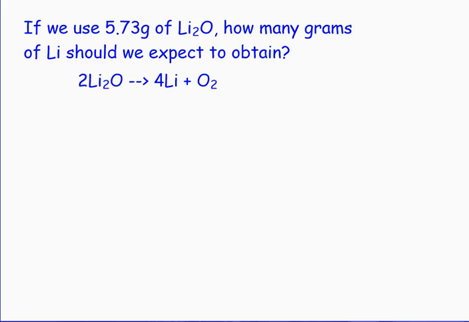If we use 5.73 grams of lithium oxide, how many grams of lithium should we expect to obtain? We're told that the balanced chemical equation is 2Li2O yields 4Li plus O2. Again, we're only going to be dealing with 2 substances at a time. This tells me how much lithium oxide I start with, and I'm looking for how much lithium I end up with. That means the oxygen can be completely ignored for the purposes of this problem. So again, we always start with what we're given. We are told we are using 5.73 grams of lithium oxide.